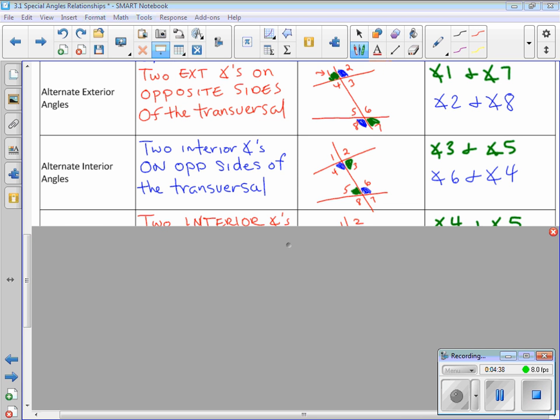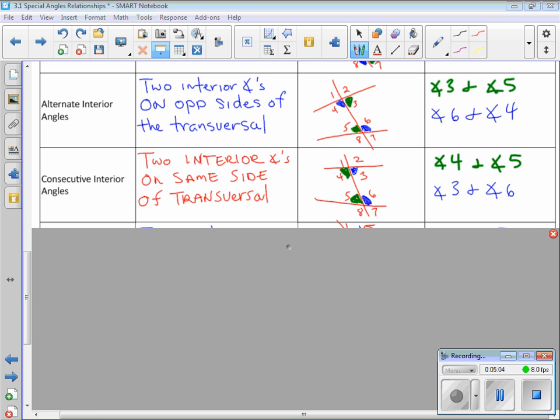All right, alternate interior angles would be two interior angles on opposite sides of the transversal. That totally makes sense to me. So here we are with, again, the same drawing, 1, 2, 3, 4. And so the blue angles are alternate because they're on different sides of the transversal, and they're interior angles. It makes real simple sense, I hope, to you. Let's move on to the next set.